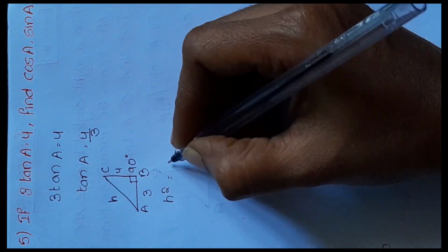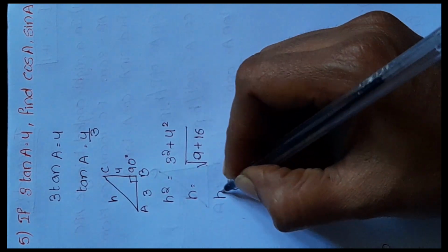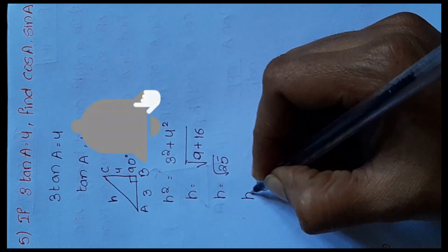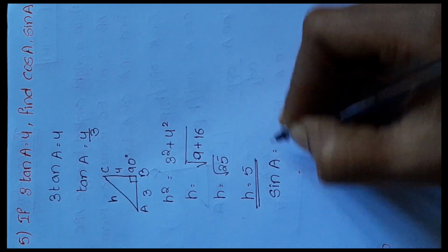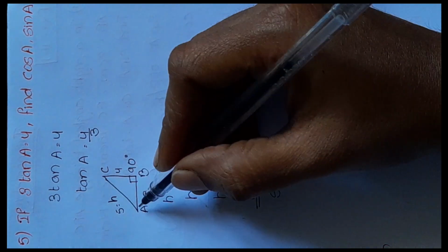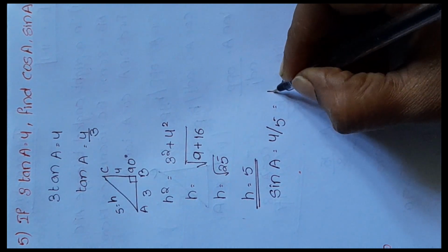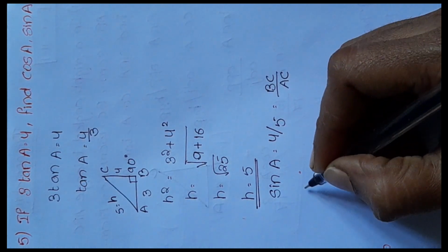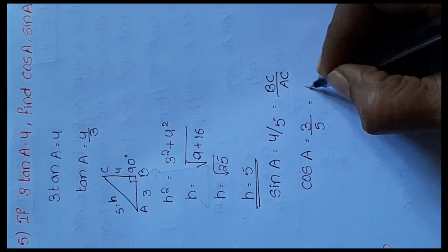From the Pythagoras theorem, H square is equal to 3 square plus 4 square. H is equal to root of 3 square is 9 plus 4 square is 16. H is equal to root of 25. H is equal to 5 is the value. From this, sin A is opposite side by hypotenuse. Opposite side is 4 by hypotenuse is 5. That is BC by AC. And now cos A is equal to adjacent side by hypotenuse. That is AB by AC.